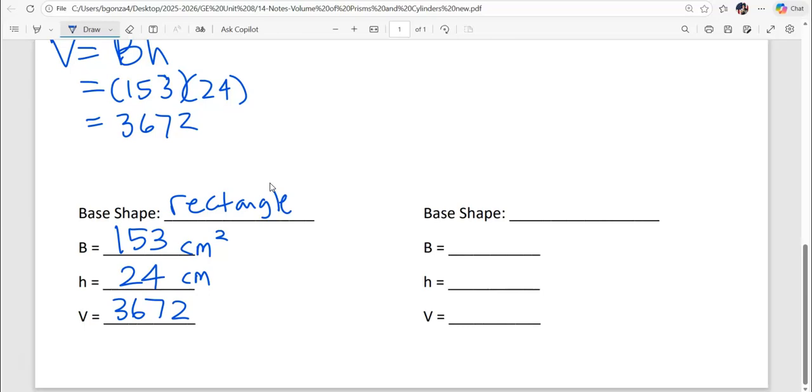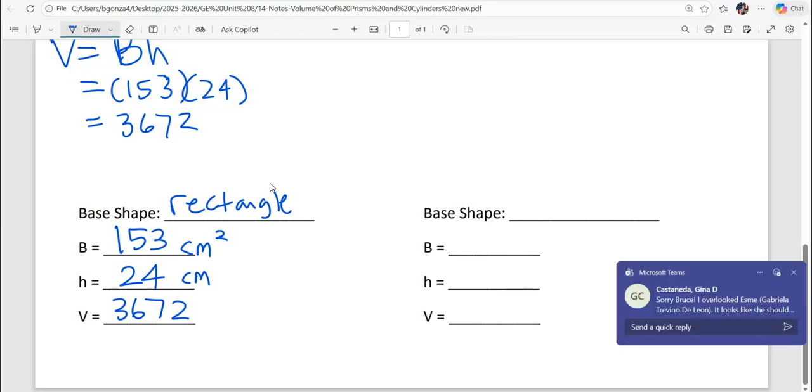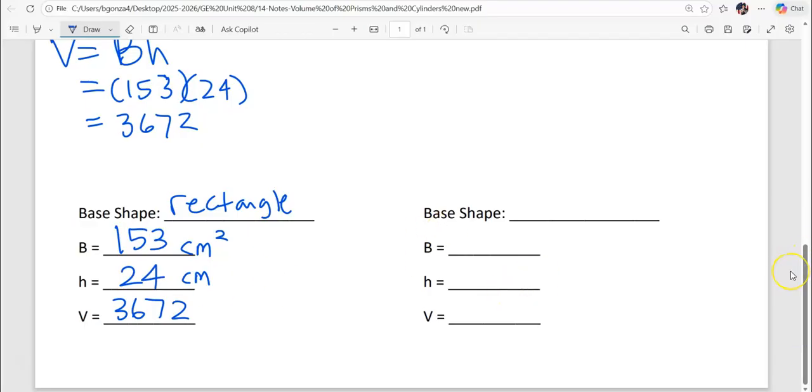Okay, and here's the new thing for today. Is everyone locked in? Okay, this is the new thing for today. When you're doing volume, you have to put centimeters cubed. Cubic centimeters. Okay, go ahead and make sure you have that written down.